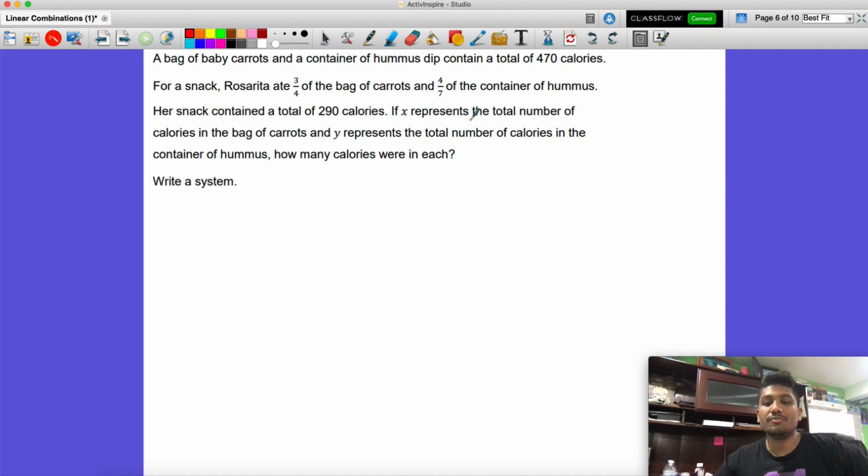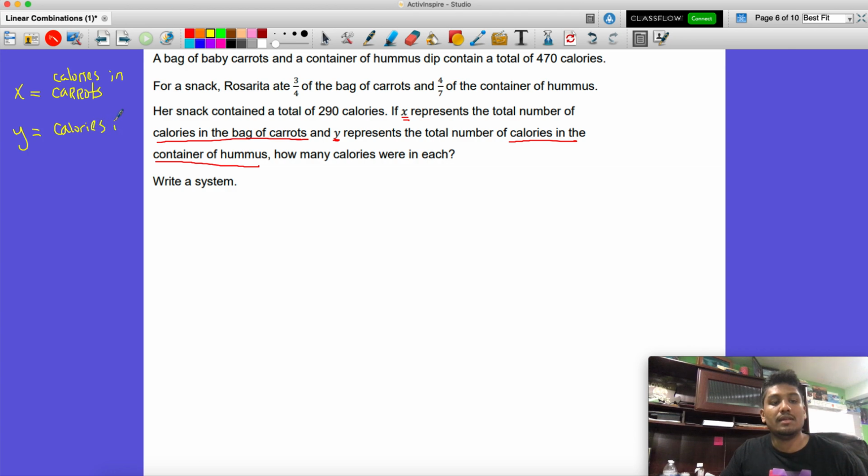If x represents the total number of calories in the bag of carrots, I'm going to underline that. So x is the calories in the carrots, and y represents the total number of calories in the container of hummus. In my head, x means carrots, so I'll write calories in carrots, and y is the calories in the hummus. We're going to jot that down.